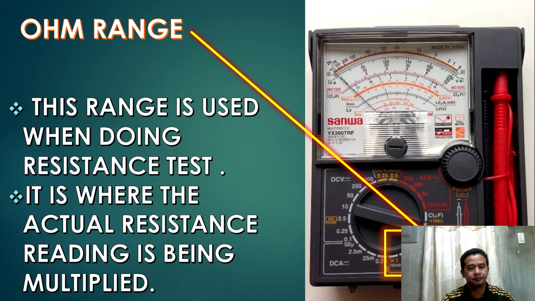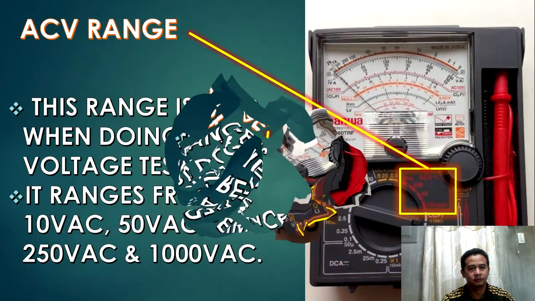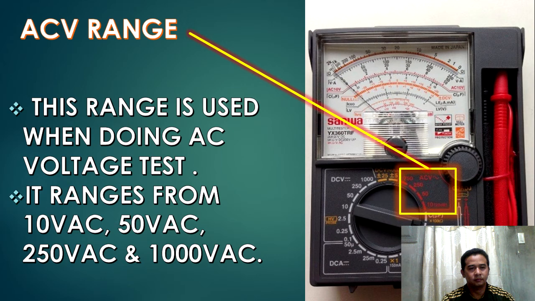Ohm range. This range is used when doing resistance test. It is where the actual resistance reading is being multiplied. ACV range. This range is used when doing AC voltage test. It ranges from 10 volts AC, 50 volts AC, 250 volts AC and 1000 volts AC.